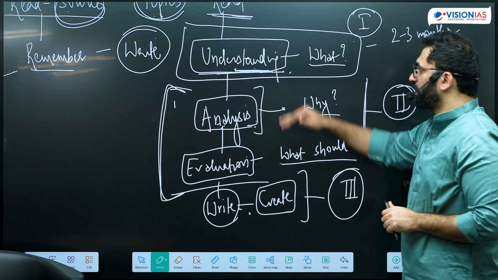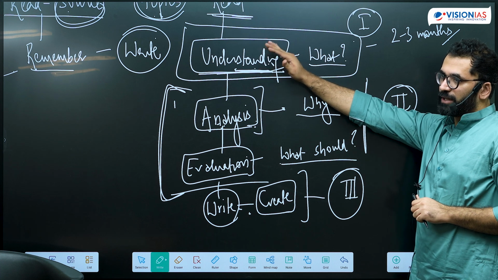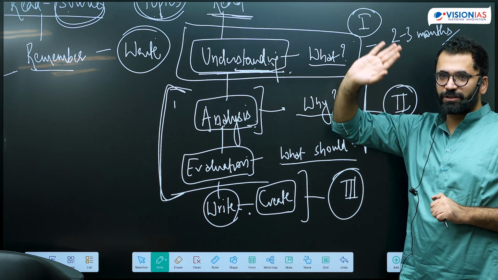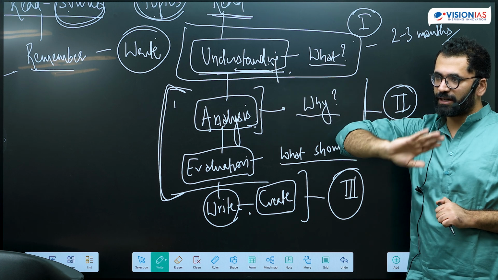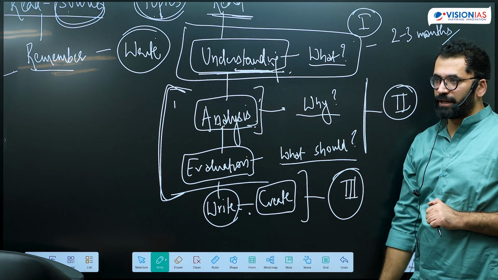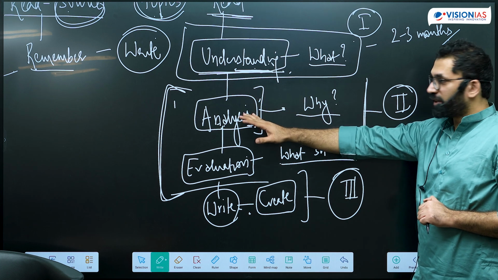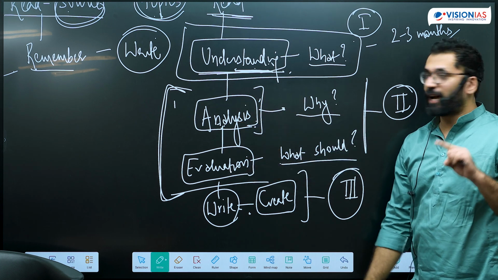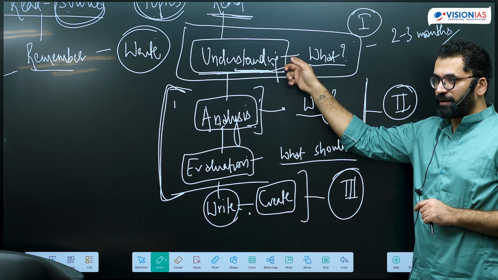So in the first 2 to 3 months, you'll have to get used to everything and understand how they are working in the economy. Once you understand what is saving, what is exchange rate, what is fiscal deficit, you'll be able to analyze what exactly is happening presently. This is the second stage, where the newspaper will help you build the analysis and the evaluation, but this will only happen once you have built the understanding.